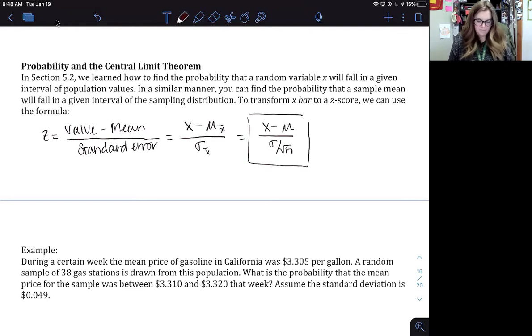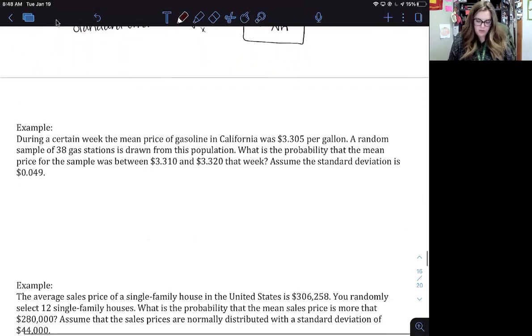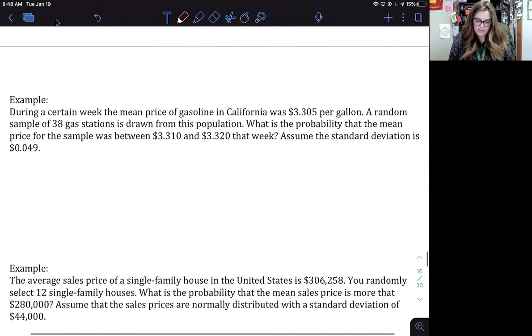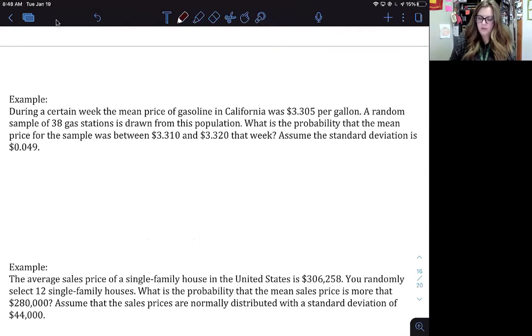Okay. So during a certain week, the mean price of gasoline in California was $3.305 per gallon. A random sample of 38 gas stations is drawn from the population. What is the probability that the mean price for the sample was between 3.31 and 3.32 that week? Assume the standard deviation is 0.049.